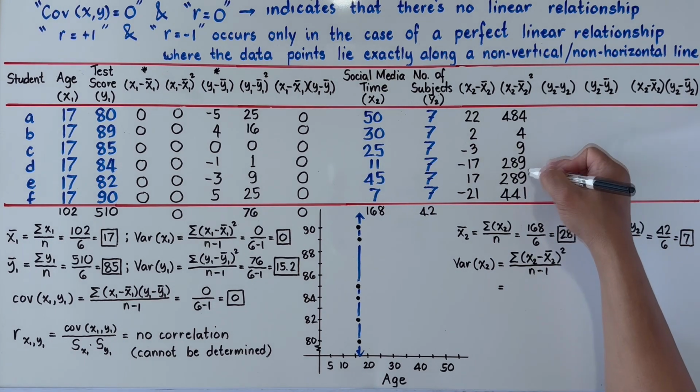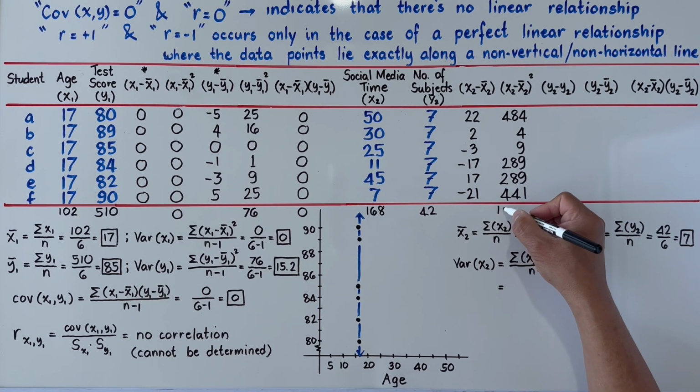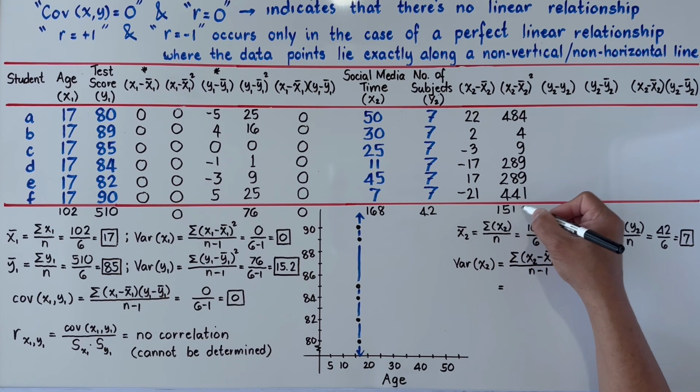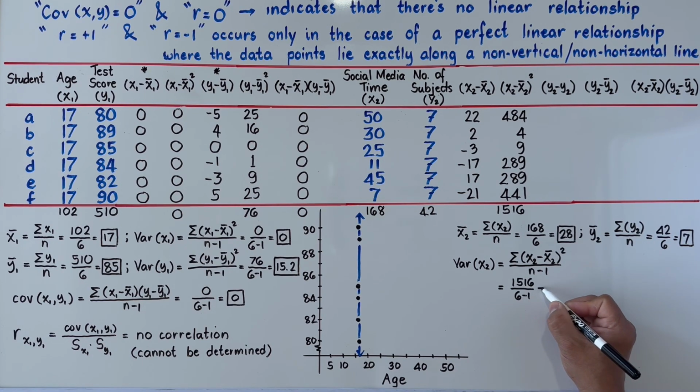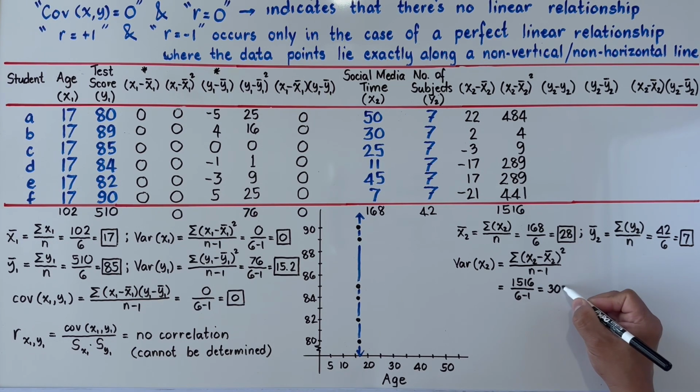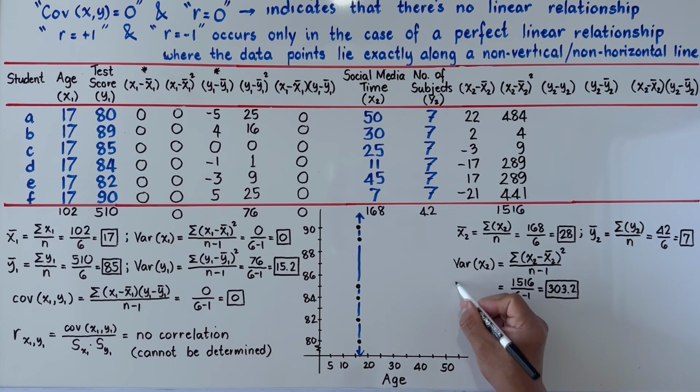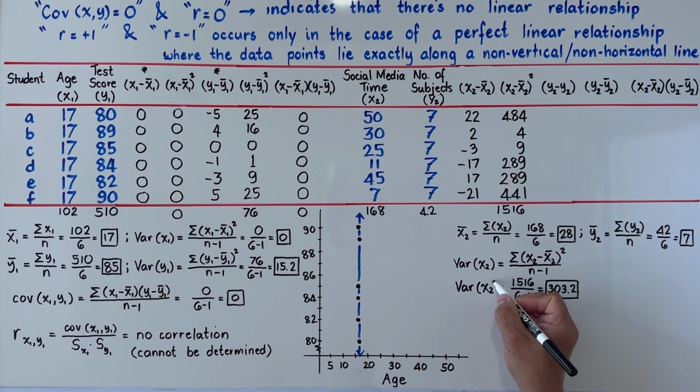Now adding these 6 numbers, we have a sum of 1,516. So this is 1,516 divided by 6 minus 1. And the variance is equal to 303.2. So this is the variance of the variable x sub 2 here.